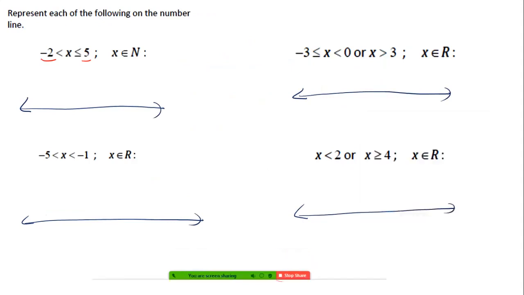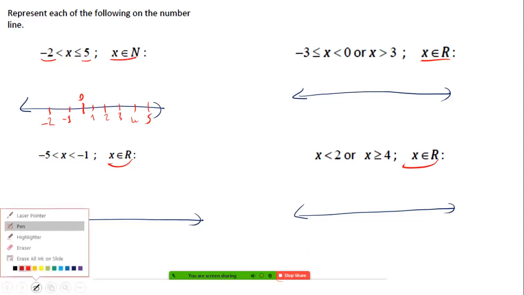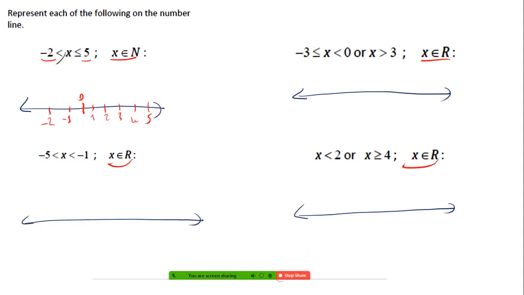If you have an element of natural numbers or Z, which is integers, you should write all numbers. But if you have real numbers like this one, we don't need to write all of those numbers. So for natural numbers, I would need to write 0, -1, -2, and here 1, 2, 3, 4, 5, and then I check here. So I see -2 is not included.